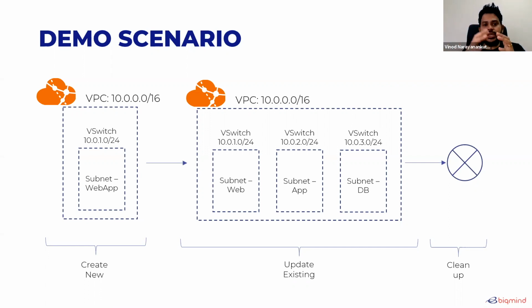A VPC is a logical isolation of a network on a public cloud. For the purpose of the demo, I will not be creating the actual VM because it takes a few minutes to provision, but you could always try this yourself. So let's say you start with a simple VPC and the subnet.